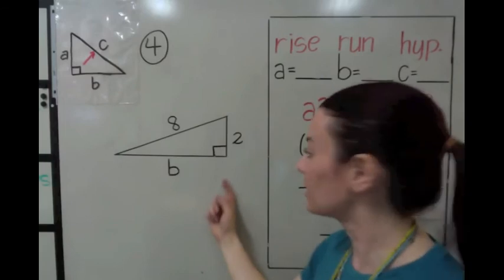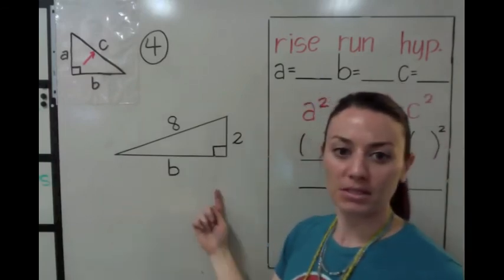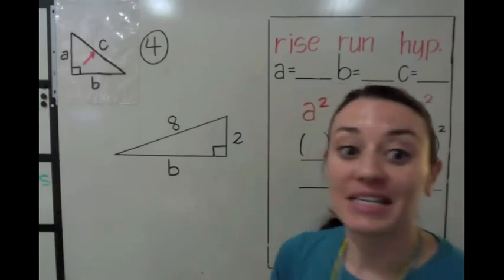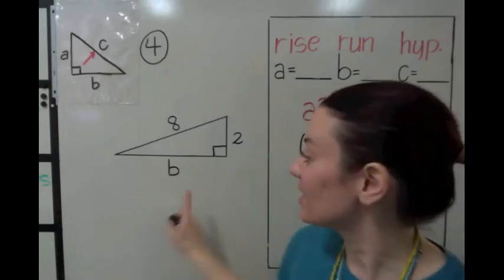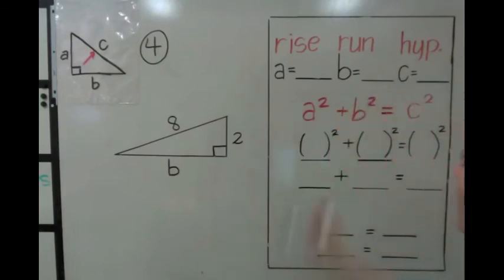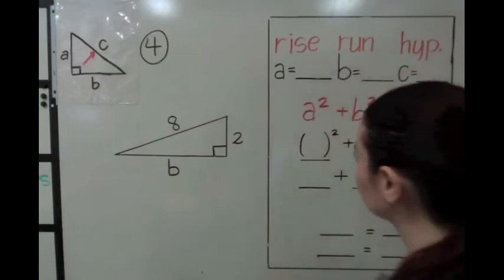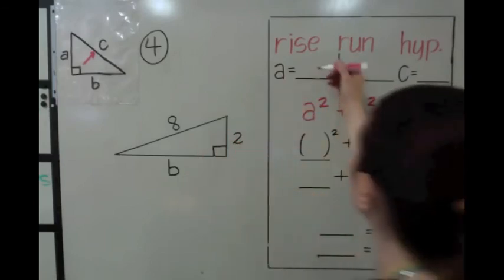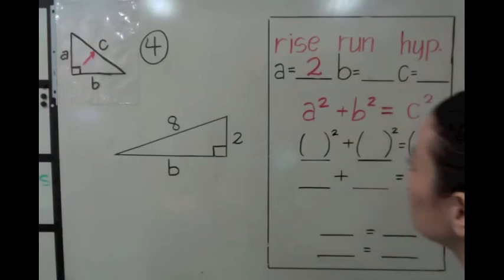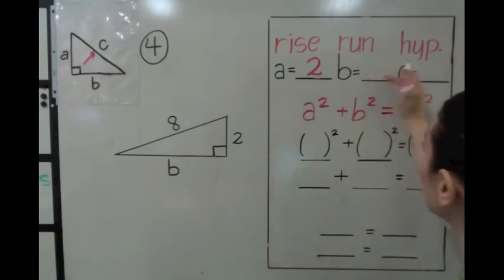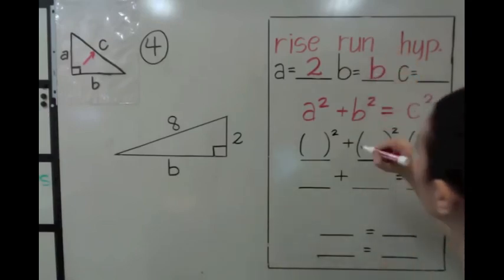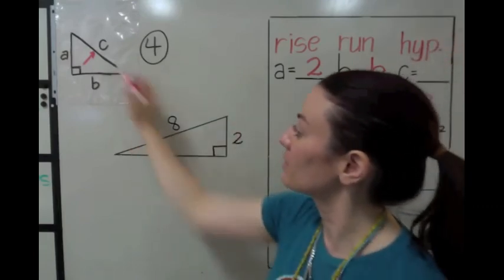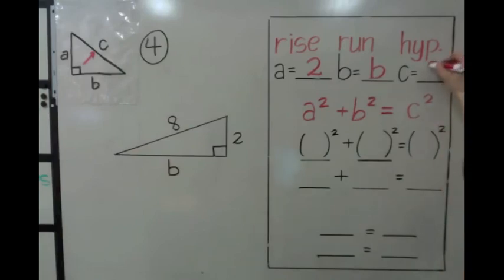What are we missing? What's this? It's the run, right? So we're asked to now find what is the run, what is this missing side. So let's go ahead and write A. What's A? 2. Do we know what B is? No, so we're going to say that B is actually just B. We're looking for it, right? What's the hypotenuse? What's the longest side? The longest side is C. What's C? It's 8. Very good.